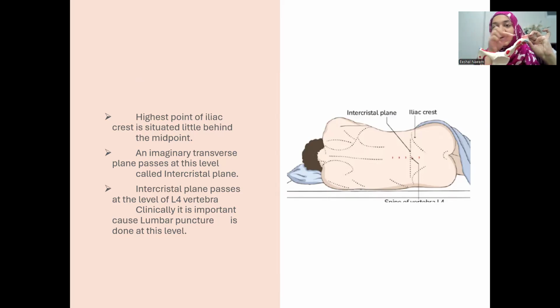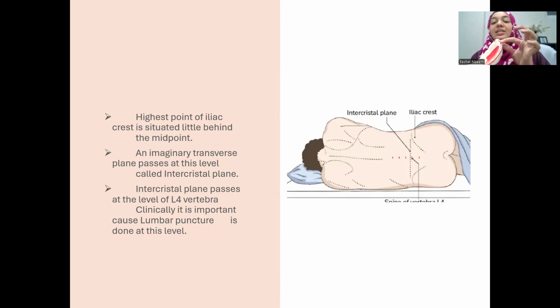Now the two crests of two bones connected will give you an imaginary line called the intercristal line. An imaginary transverse plane at this level is called the intercristal plane. And this intercristal plane passes at the level of the L4 vertebra. It is very important for lumbar puncture.